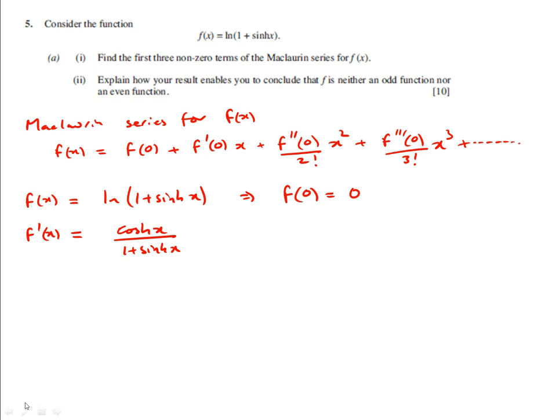Substituting x equals naught in, we've got f dash naught is cos of naught, which is 1, divided by 1 plus sin of naught. Sin of naught is naught, so we've got a fraction which is simply 1 divided by 1 plus naught, which is 1.